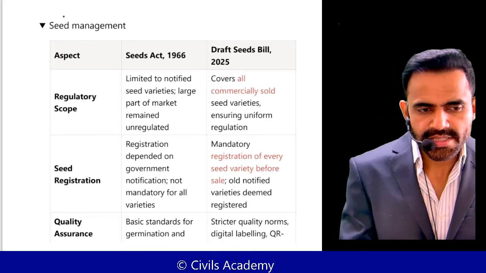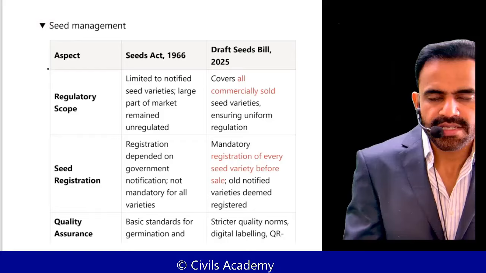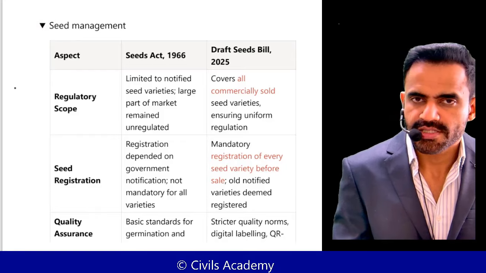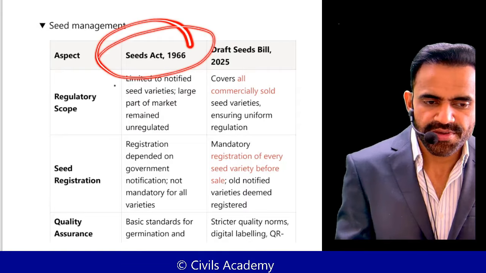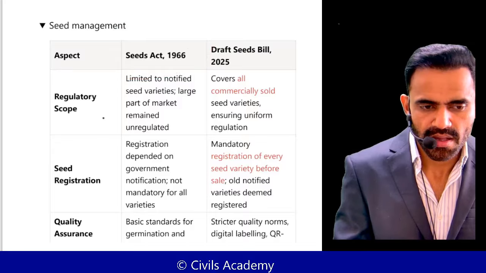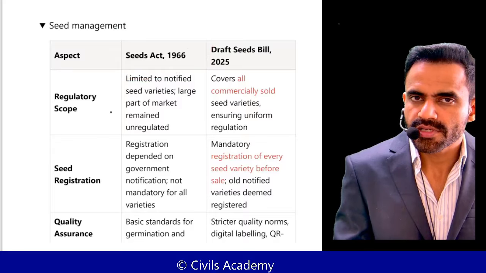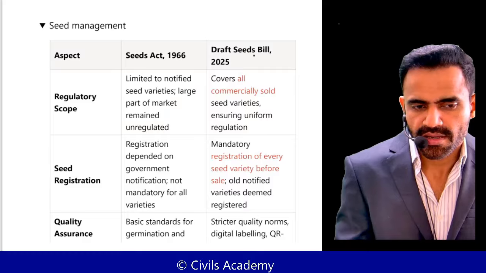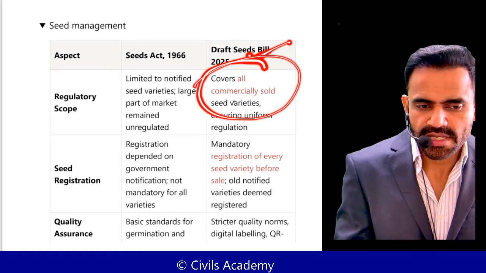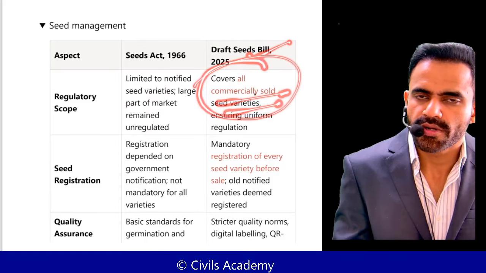Next is related to seed management. Understand the draft was released, and that's why this entire issue was in the news. Previously, we also had the Seed Act of 1966. That act provided for registration of limited varieties only. Now, this draft says that we have to register all the varieties which are sold. So that is one difference.